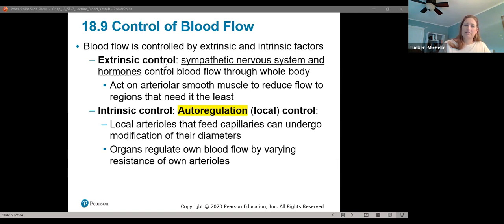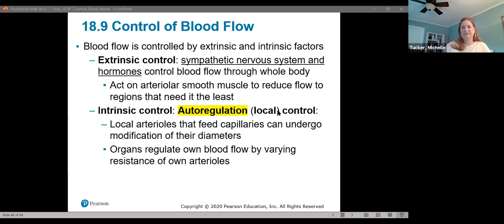So we covered extrinsic when we covered total peripheral resistance on Monday. And then today we're going to look at intrinsic, which is also called autoregulation. So this is on a less than second by second basis, looking at what's happening at the level of the tissues fed by a capillary bed. So there's a lot of local control because they have to have the last word.